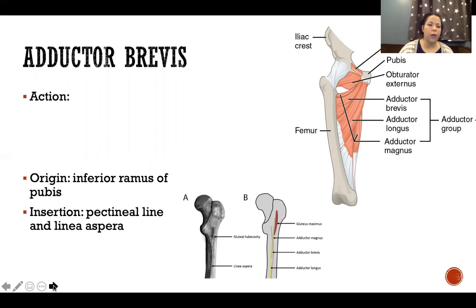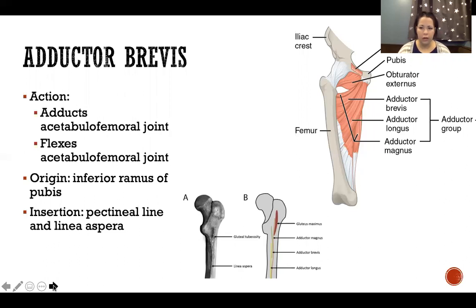Okay, so adductor brevis, of course, its primary action is hip adduction or adduction of the acetabulo-femoral joint. But because it is more in the anterior part of the joint, it also contributes to flexion of the acetabulo-femoral joint.